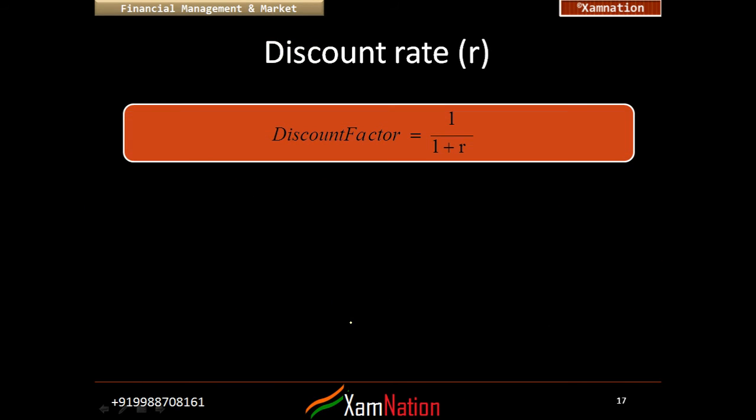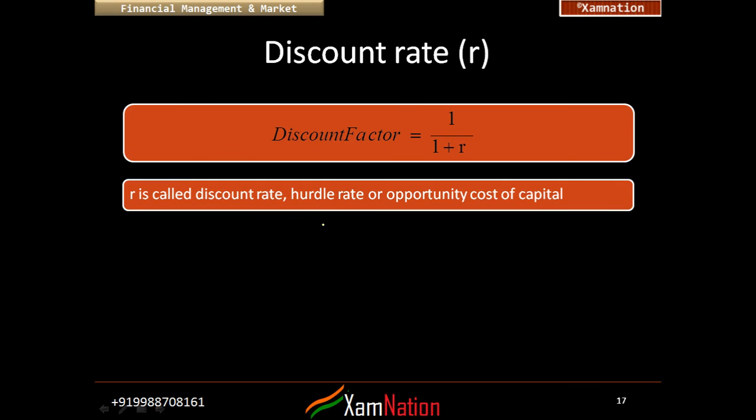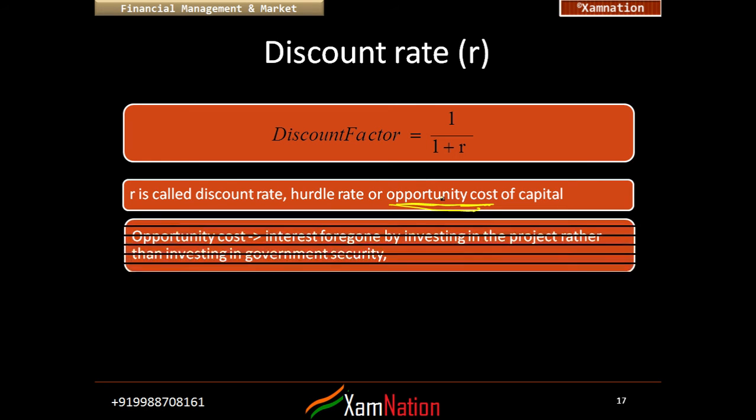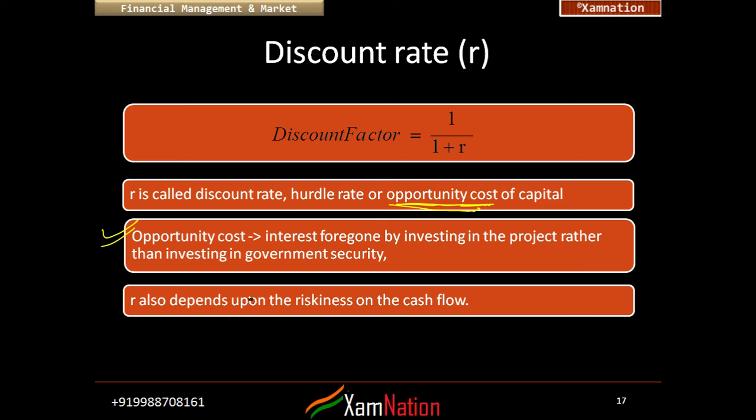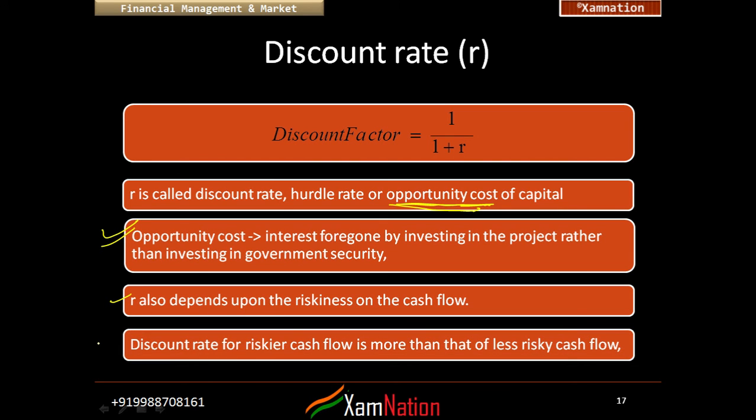Now the discount rate, which I have already told you, r, is also called the hurdle rate, or the opportunity cost of capital. We will understand this in one example, why we call it the opportunity cost of capital. For timing you can ignore this line; as we proceed further you will be able to understand this. Now r also depends upon the riskiness of the cash flow. Again, we will understand all these things through examples.